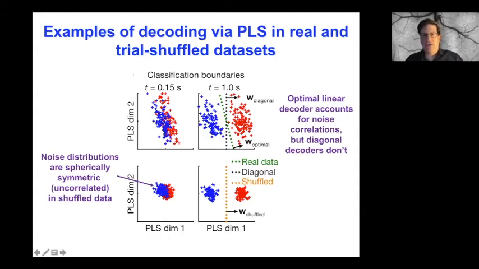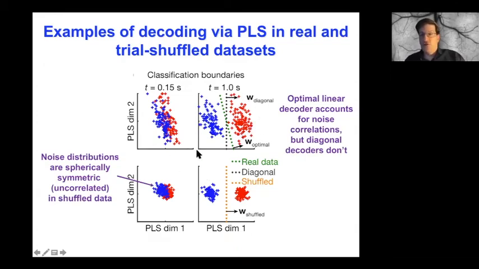Again, using a space of only 2 dimensions. Here on the x-axis and y-axis, we have the activity that's encoded within PLS dimension 1 and PLS dimension 2. And on the top row, we see this for real data. And here you can see the 2 different stimuli represented in blue and red for 2 different time points after the onset of the visual stimulus, at 0.15 seconds and at 1 second after stimulus onset. And indeed, here you can see some of the correlations in the noise. These are not spherical distributions.